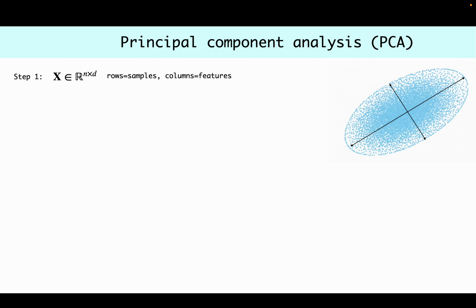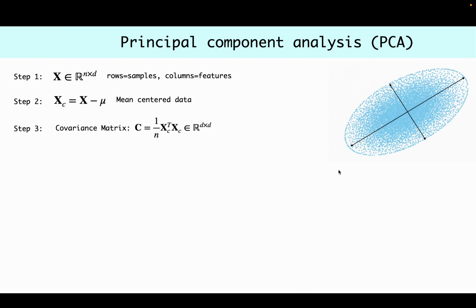Let's consider a dataset X represented in the form of a matrix of dimension n cross d, where n represents the number of samples and d represents the number of features. Our first step is to mean center the data. We compute the mean along all the samples and subtract that from each of those so that it becomes mean centered. And we compute the covariance matrix also. So let's see how we can compute these axes.